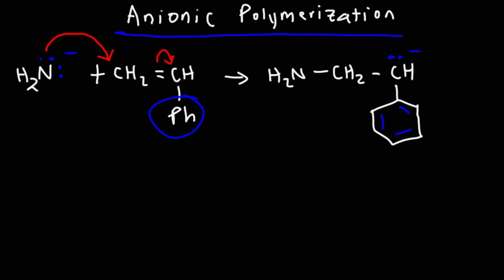In the case of cationic polymerization, the OCH3 group that we had was an electron donating group, and those groups can stabilize a positive charge, but electron withdrawing groups can stabilize a negative charge. And so depending on what type of R group you have on a monomer, it may favor anionic polymerization over cationic polymerization.